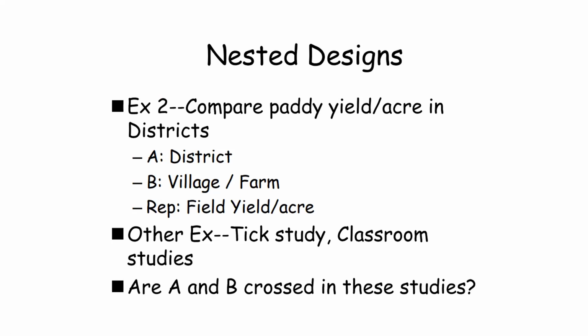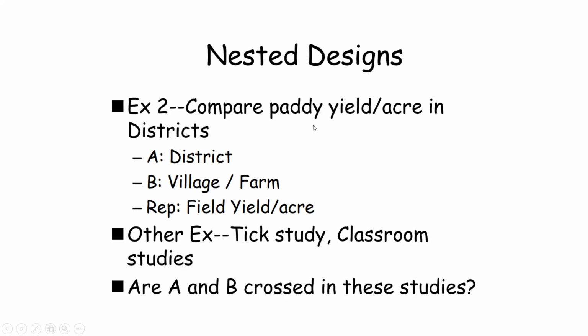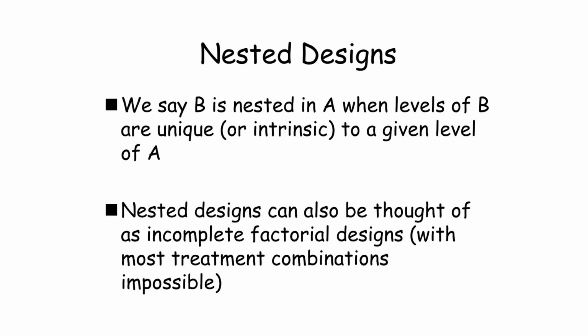And the other example, a study in classroom studies. Are A and B crossed in these studies? No, it's no. In nested design, we say B is nested in A. So those two are not going across. In all cases, we have identified what is meant by A and B. So in all cases, B is nested in A, when levels of B are unique to a given level of A.